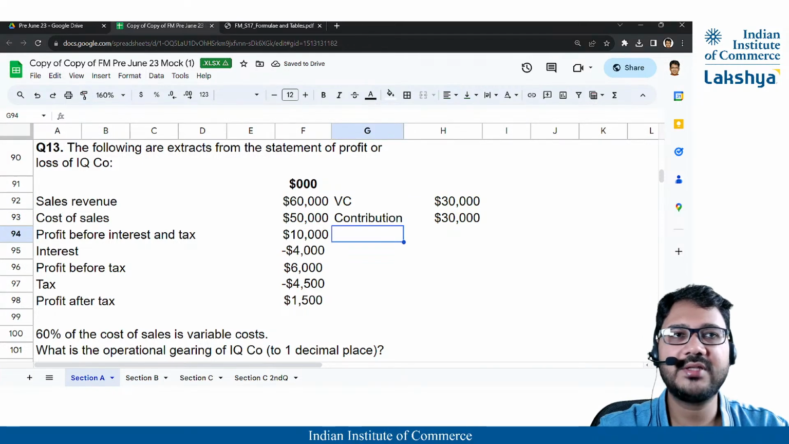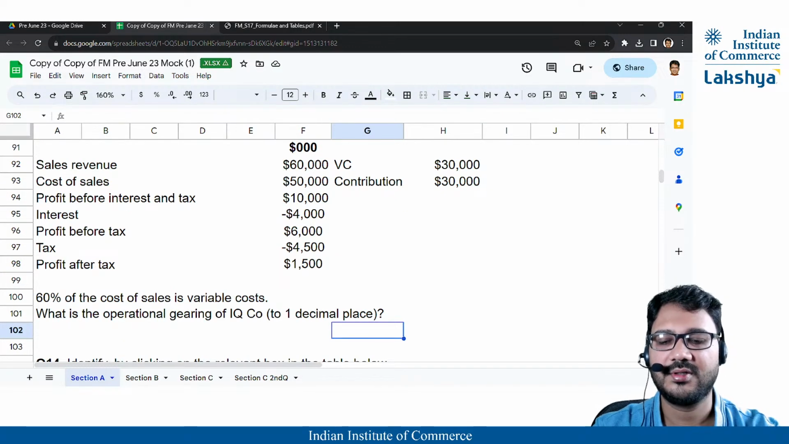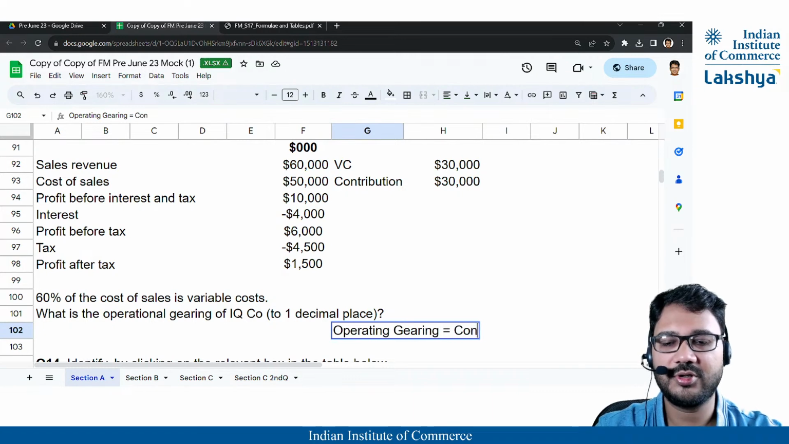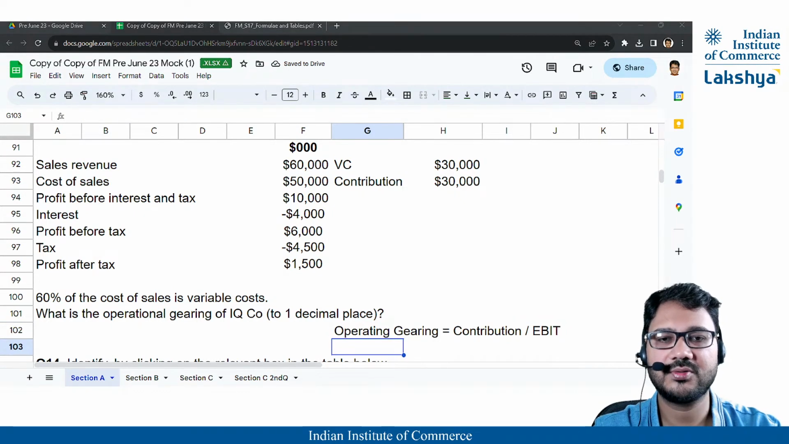Okay. Now there is one formula that says that operating gearing is equal to contribution by EBIT. Okay. Other way is fixed cost by what happened?